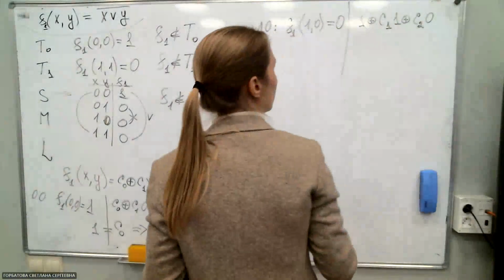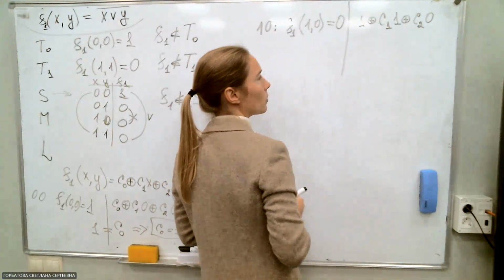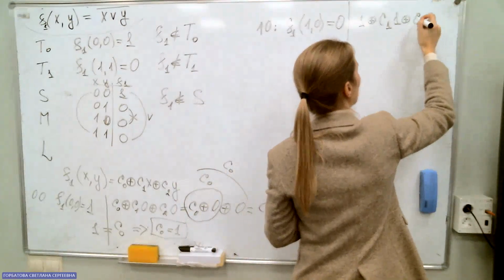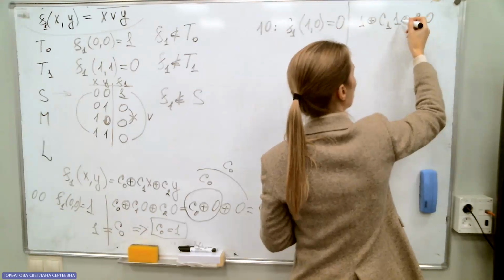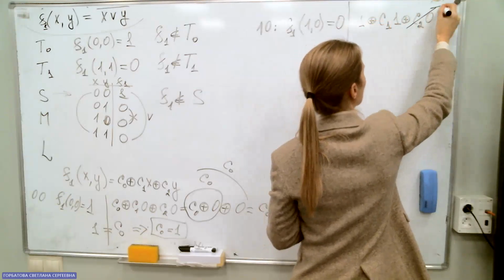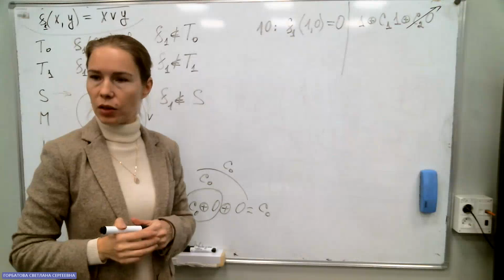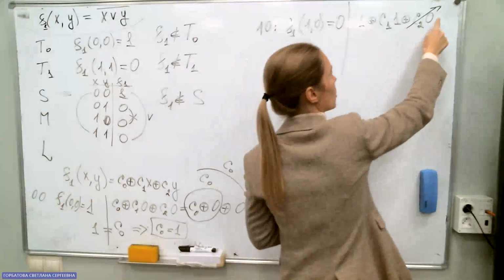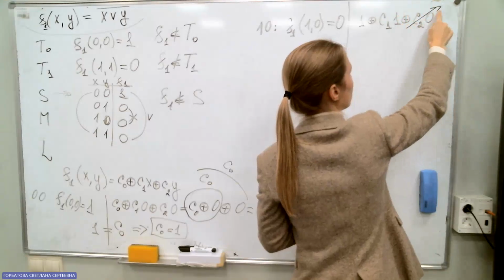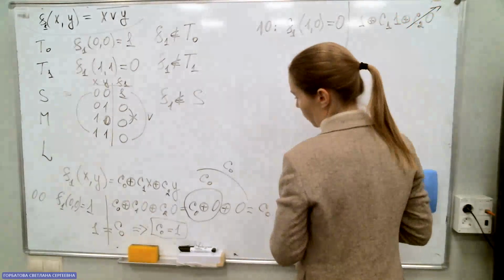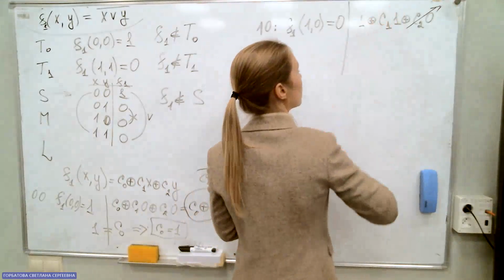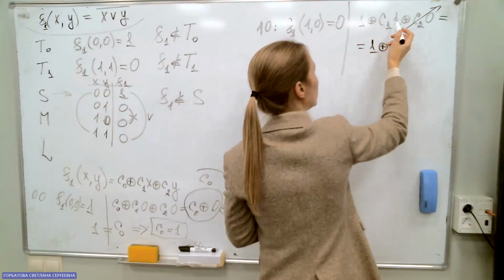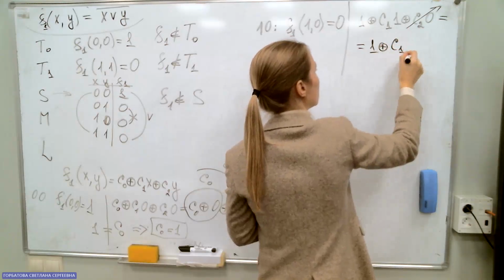Okay. What will be here? 0 C2, it is 0. 0 plus modulo 2 something will be something, so this part disappeared. So it is 0, and this is plus modulo 2, 0 disappeared. So this is the result: 1 plus modulo 2 C1.